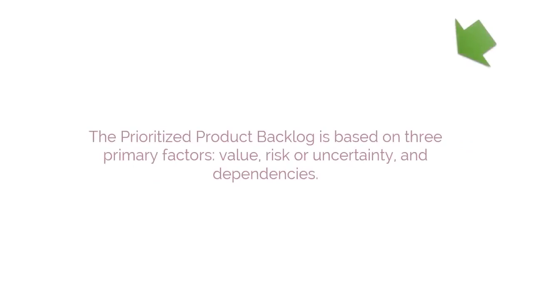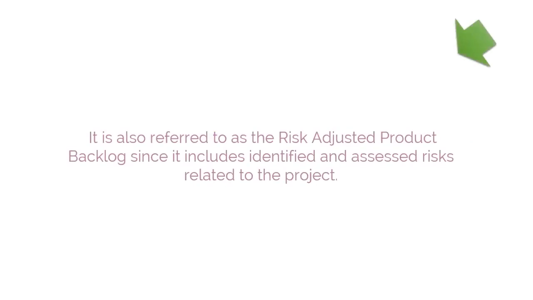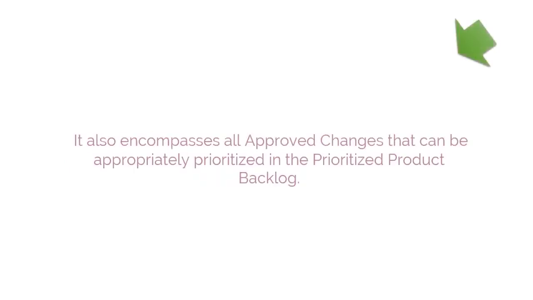The Prioritize Product Backlog is based on three primary factors: value, risk or uncertainty, and dependencies. It is also referred to as the Risk-Adjusted Product Backlog, since it includes identified and assessed risks related to the project. It also encompasses all approved changes that can be appropriately prioritized in the Prioritized Product Backlog.